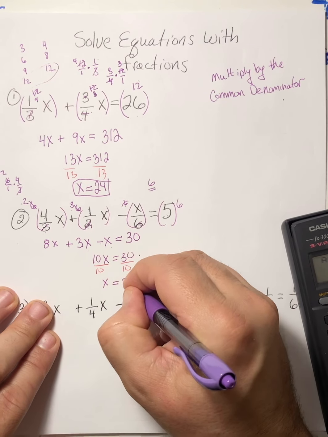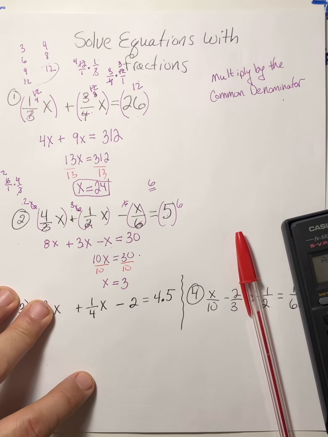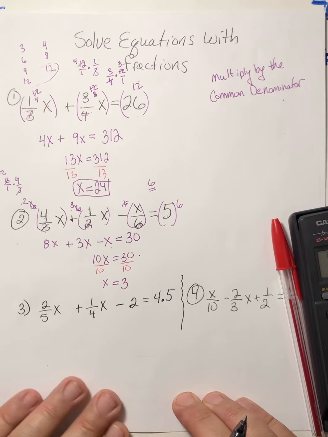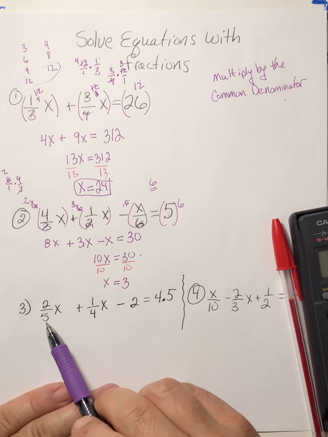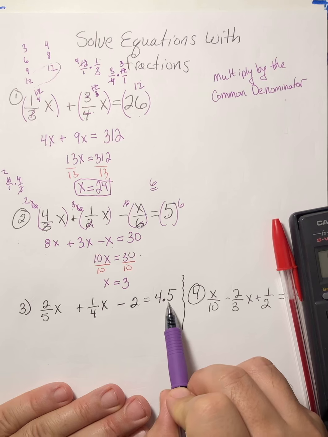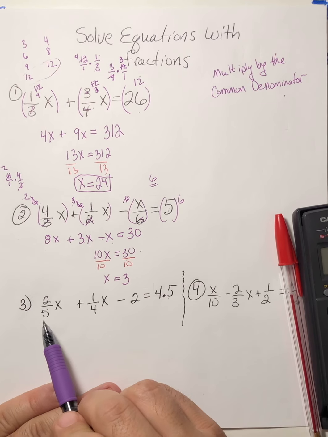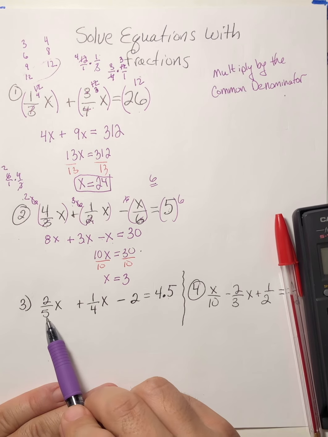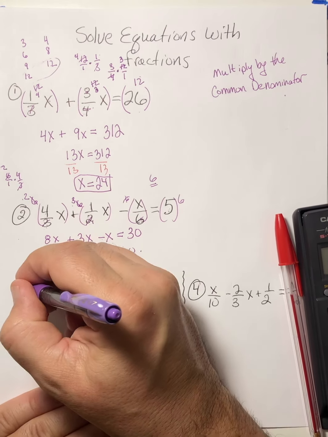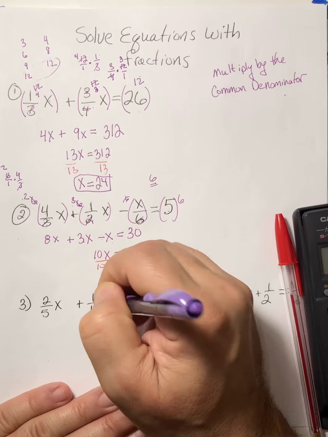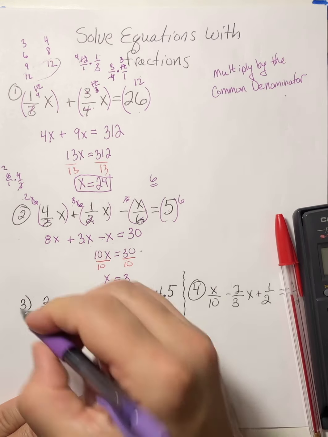X equals 3. Okay. All right, here's one. Oh my God, there's a decimal. Who cares? You have a calculator. All right, look, I'm looking at 5. There's my biggest number. There's my biggest denominator right there, 5.